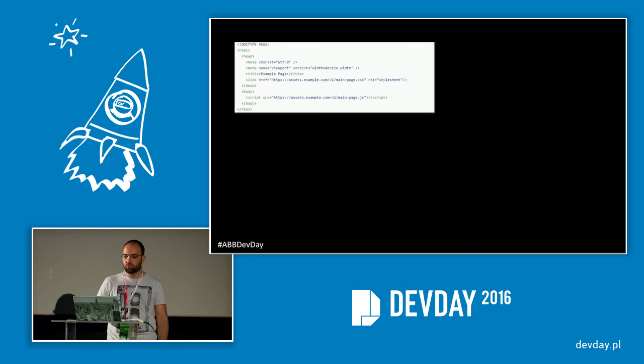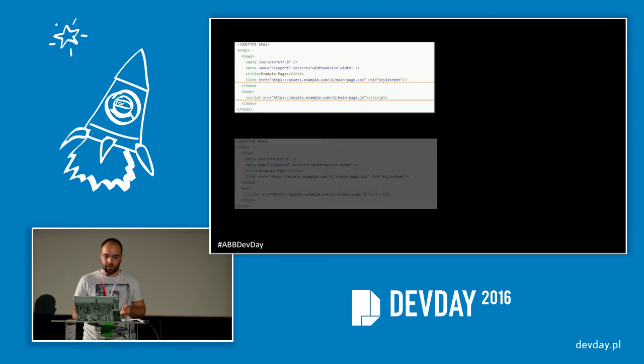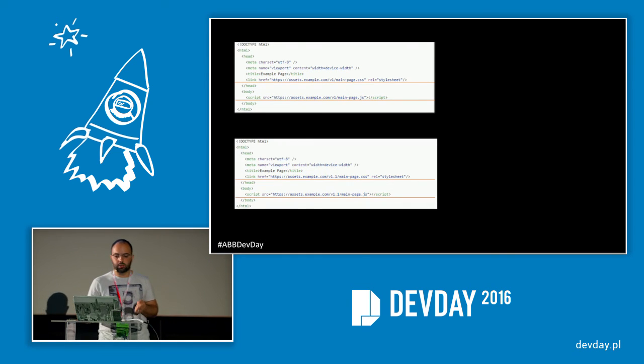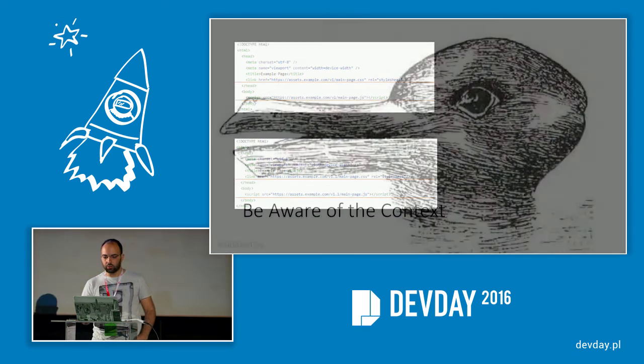So you shouldn't do that. What you should do is apply the versioning strategy there as well. You should version your URLs and put them in place like that, so that whenever you load an HTML file, it will know which one to load.